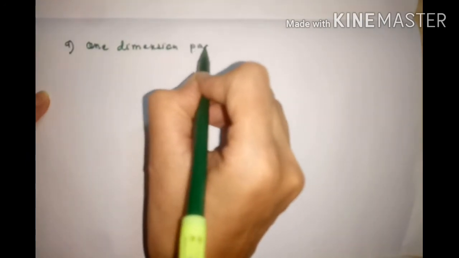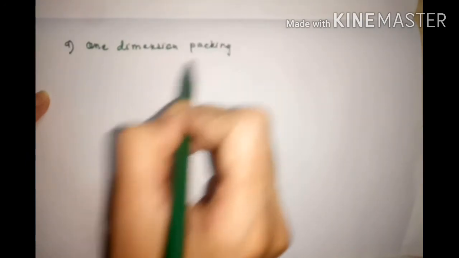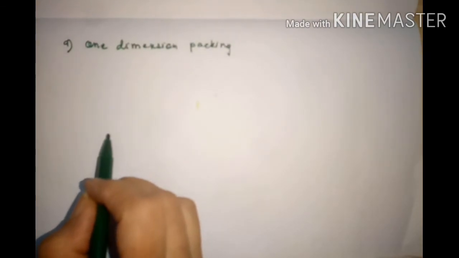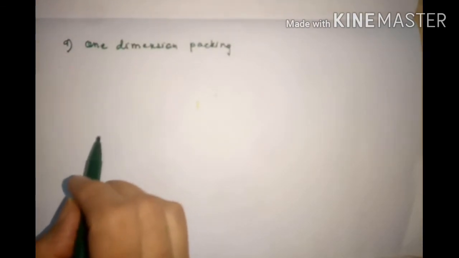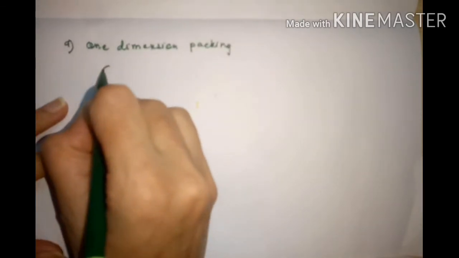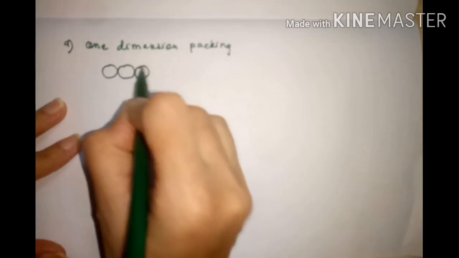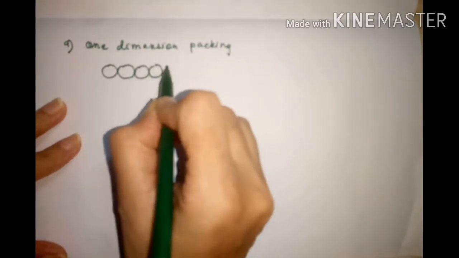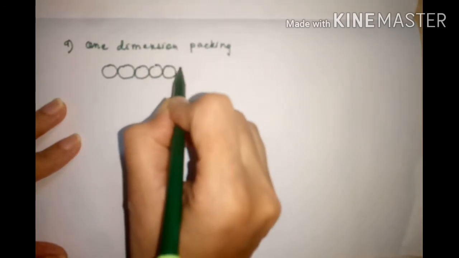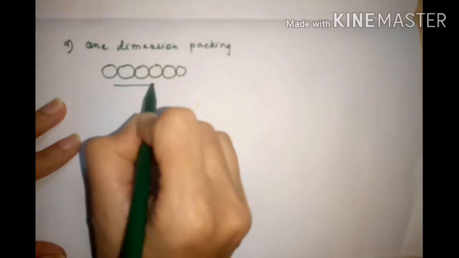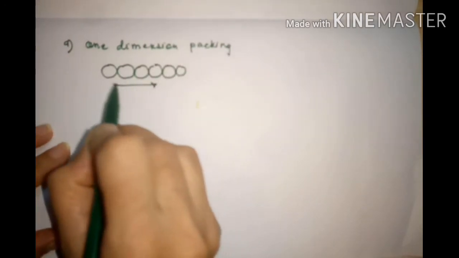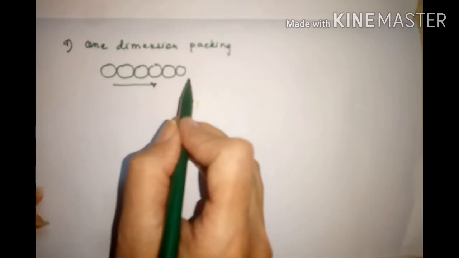In this case, a close packed one-dimensional structure results by arranging the spheres to touch each other in a row. It means that you can arrange the spheres this way in a row, touching one another. Here, this way you can go, so you are proceeding in this direction. This is one-dimensional packing here.